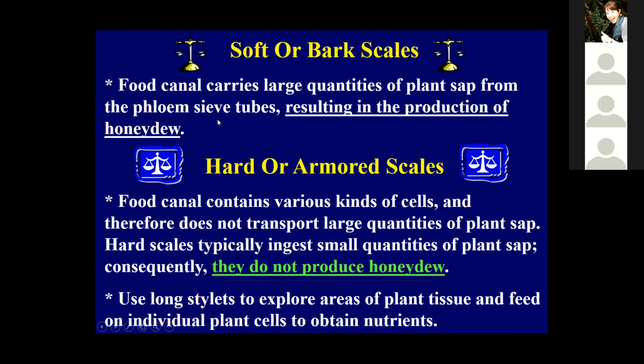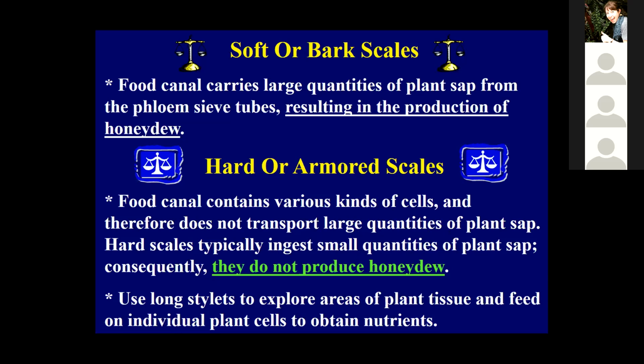Honeydew is a sticky liquid material that allows black sooty mold to grow on it. I'm sure many of you have seen black sooty mold on trees and shrubs. That's an indication that you have a phloem feeding insect like soft scales, but also whiteflies, mealybugs, and aphids. Now, the hard or armored scales, their food canal contains various kinds of cells, and they do not transport large quantities of plant sap. Hard scales basically ingest small quantities of plant sap. Consequently, they do not produce honeydew.